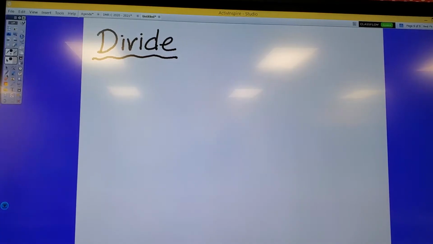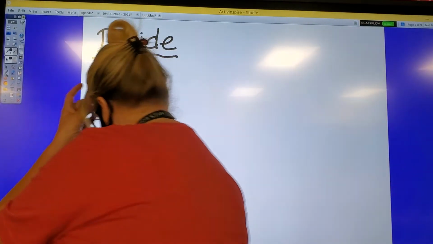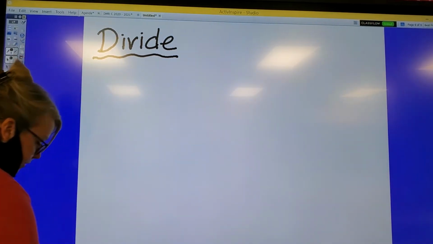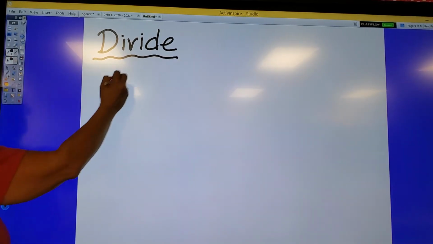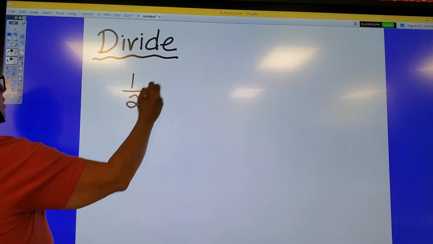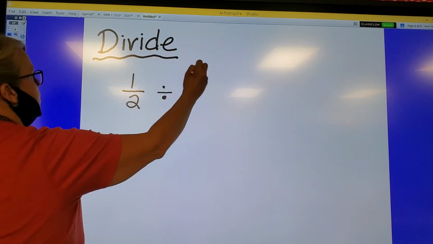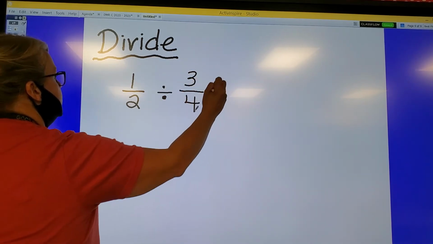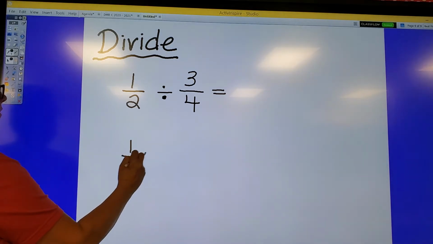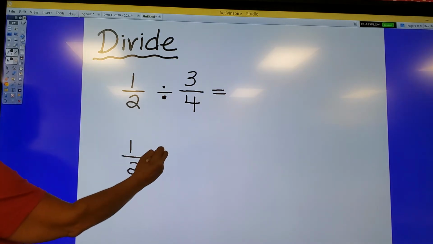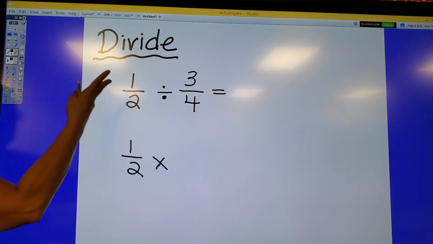All right, so we are ready to divide fractions. We'll see if you guys remember what to do with those. So let's say that we had 1/2 divided by 3/4. Does anyone remember from last year what you do to divide? Ari? You keep the 1/2 the same, and then you change the divide to multiply, and then you flip 4/3. Very good.